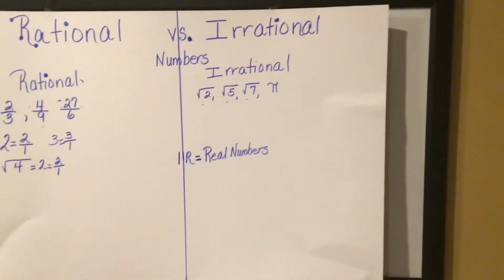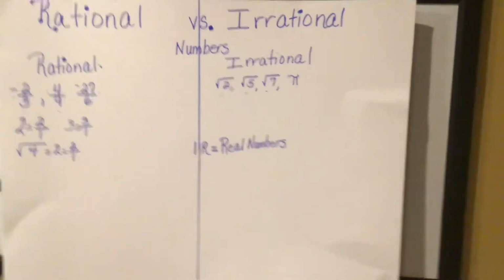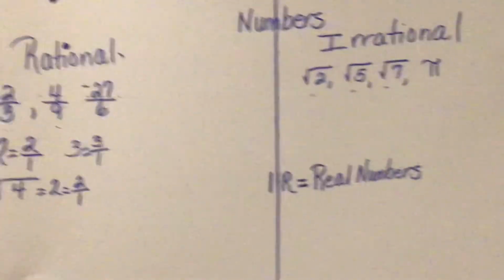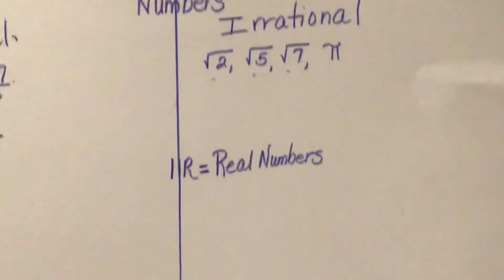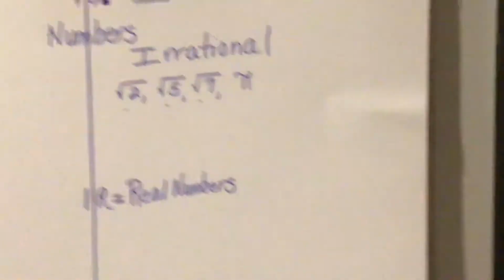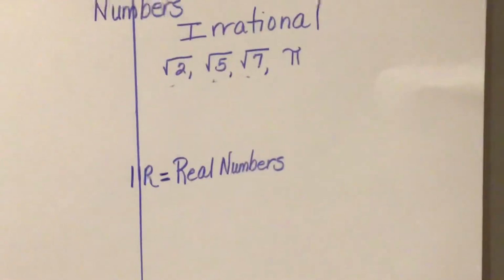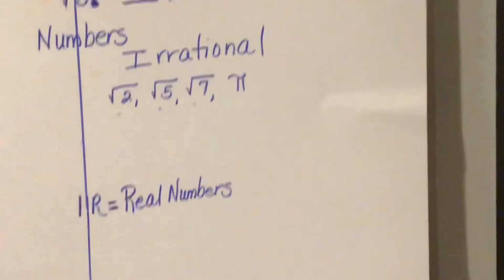Okay, good job. Those types of numbers are again such as the square root of 2, the square root of 5, and the square root of 7. And just like we said, the number pi is an irrational number, so none of these numbers can be written as a ratio of 2 integers, therefore they are irrational.